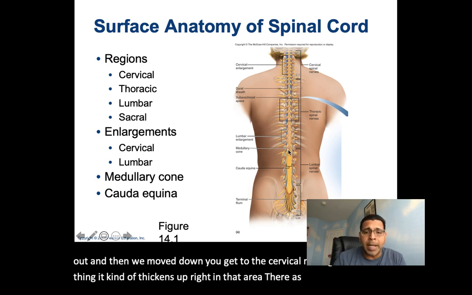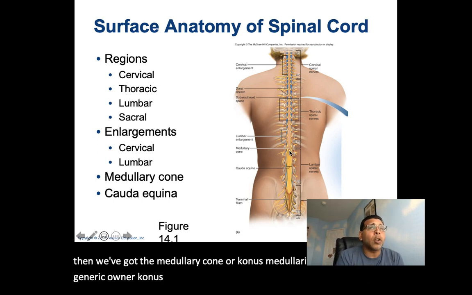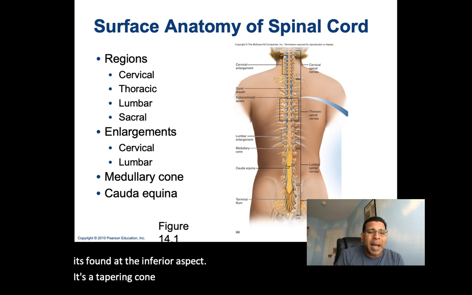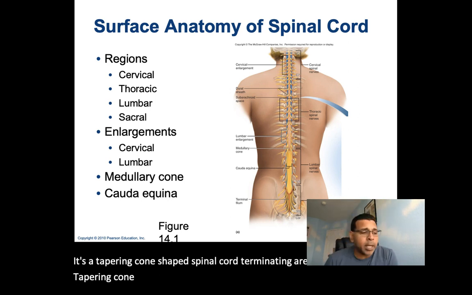Moving down then, we've got the medullary cone or conus medullaris. Now the medullary cone or conus medullaris is going to be where the cord terminates. It's found at the inferior aspect. It's a tapering cone-shaped spinal cord terminating area.